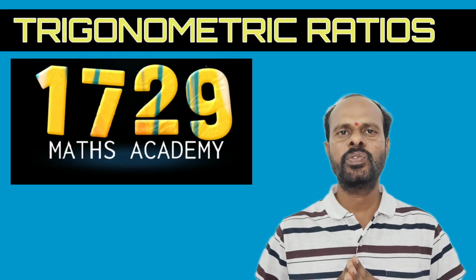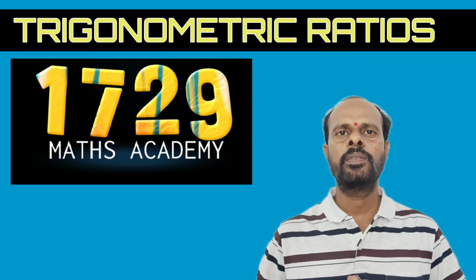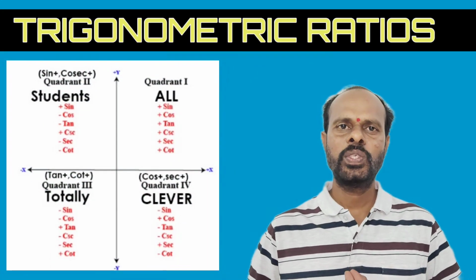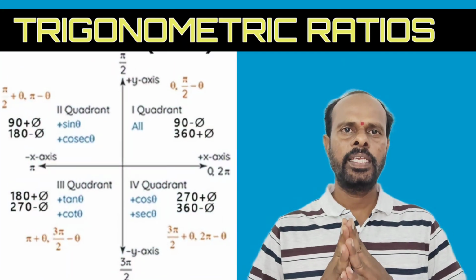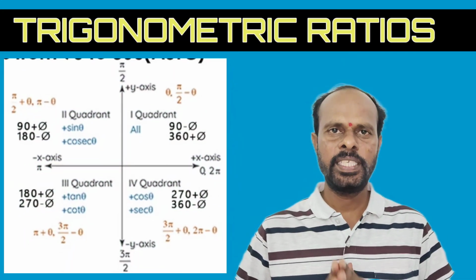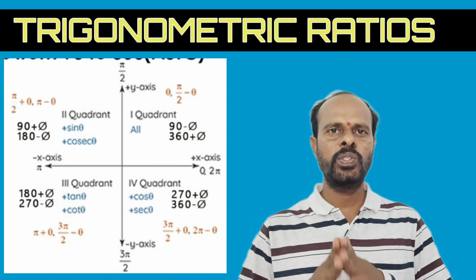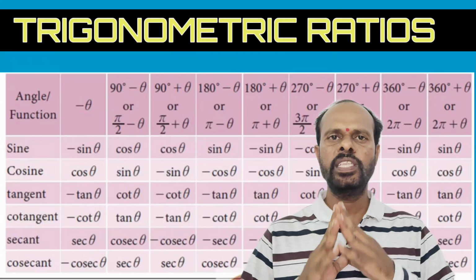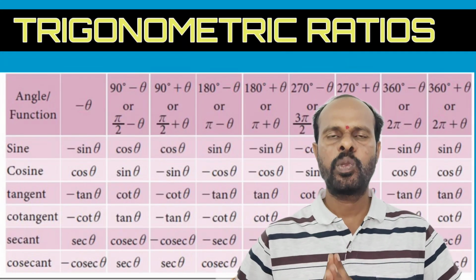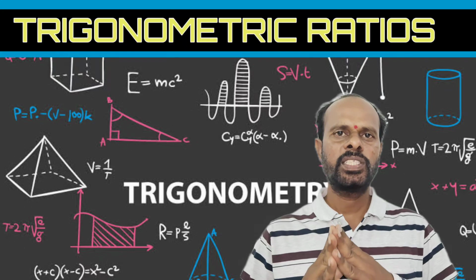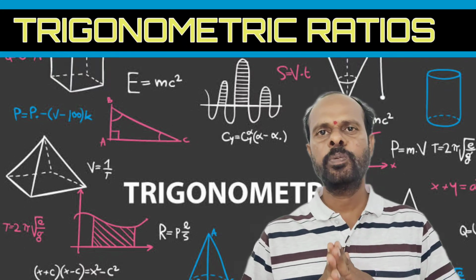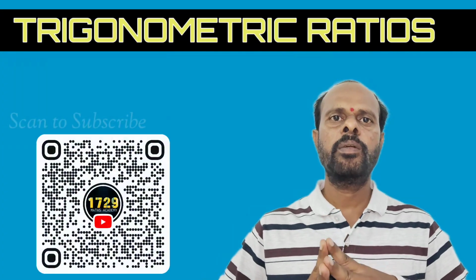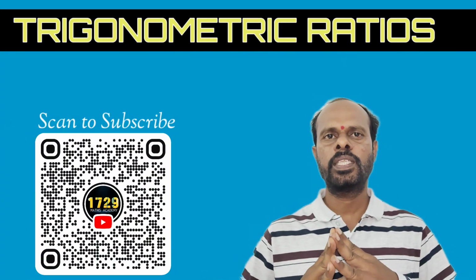And today in this video we are going to discuss the problems based on the trigonometric ratios and trigonometric values, and all students total clever, like 90 plus theta, 90 minus theta, 180 plus theta, 180 minus theta, 270 plus theta, 270 minus theta, 360 plus theta and 360 minus theta. In the four quadrants, what type of problems we are going to solve, let us discuss. And based on the trigonometric identities also we are going to discuss the problem. So near about 40 problems are there in the exercise.